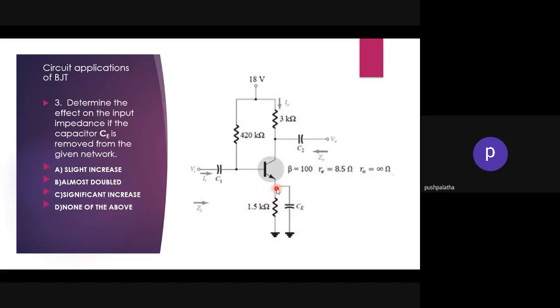So the capacitor blocks DC and bypasses AC, that is the function of a capacitor. When it bypasses AC, it becomes a short circuit. When this is a short circuit, this resistance is effectively zero. Now assume a short circuit here, so there is no emitter resistor here. I have shown this in the next figure.